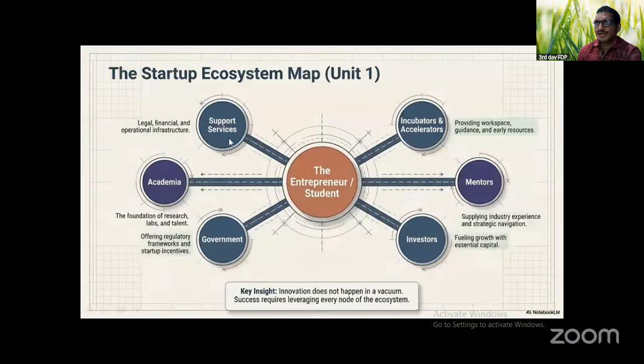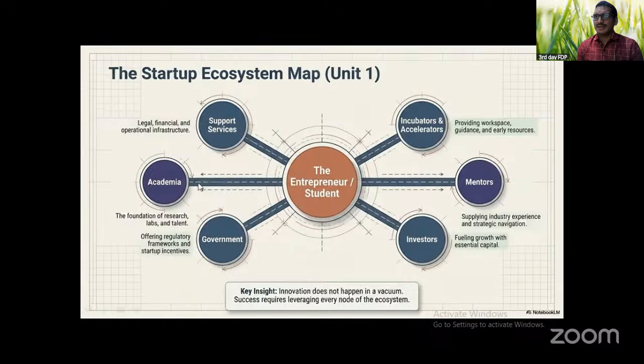Next, startup ecosystem. So here, whenever somebody is starting something new, various multiple stakeholders are there. So who are the stakeholders? What are the issues? You can see here. First thing is support services. Whoever is starting, you should know the financial, legal aspects, and operational infrastructure. Here you can see the central entrepreneurial student. He should have this idea. Support services he will be availing.